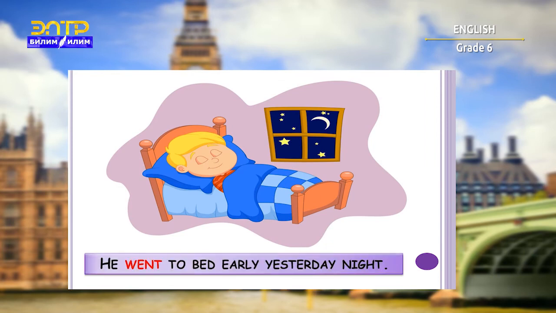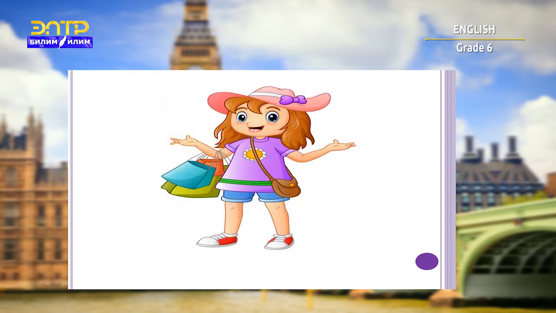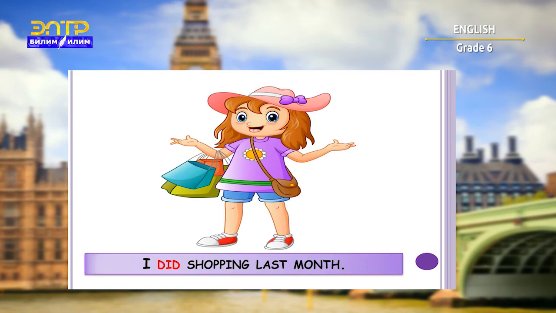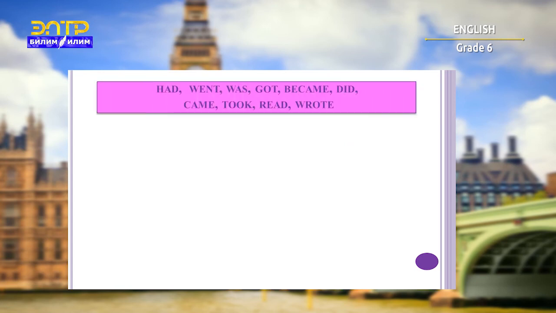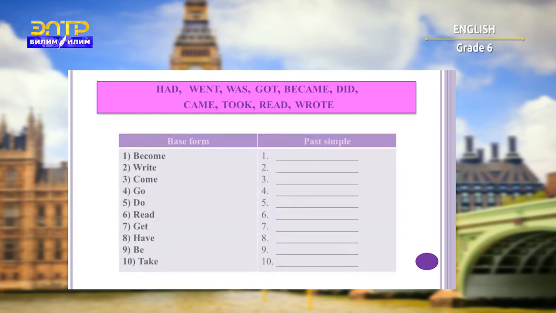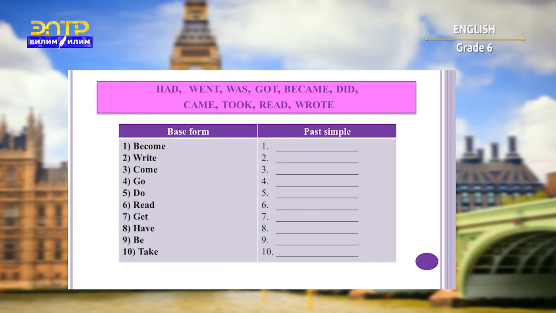For example, he went to bed early yesterday night. I did shopping last month. In this task, you need to match the given irregular verbs with their second forms. Are you ready? Let's go.